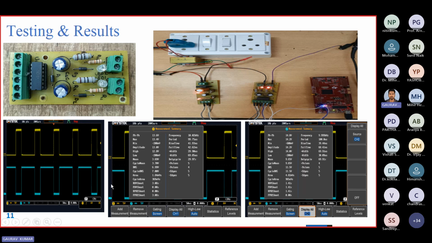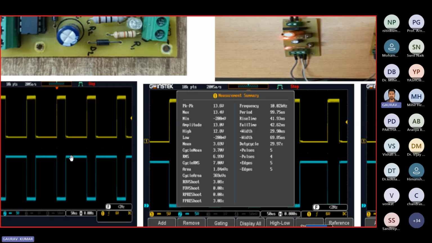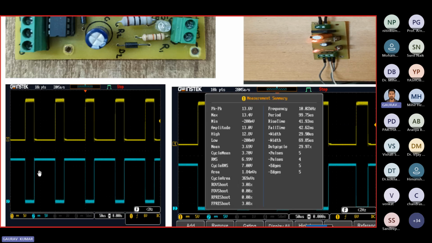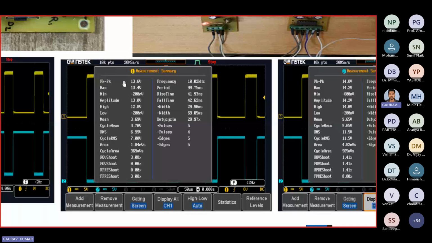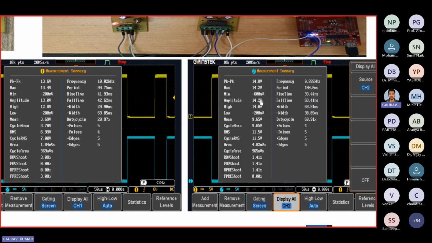You can see the output. The high side and low side are both complementary pulses, and both are amplified. The high side pulse is amplified to 13.6 volt, and the other side is 14.8 volt. So these are sufficient voltages from which we can turn on the MOSFET.